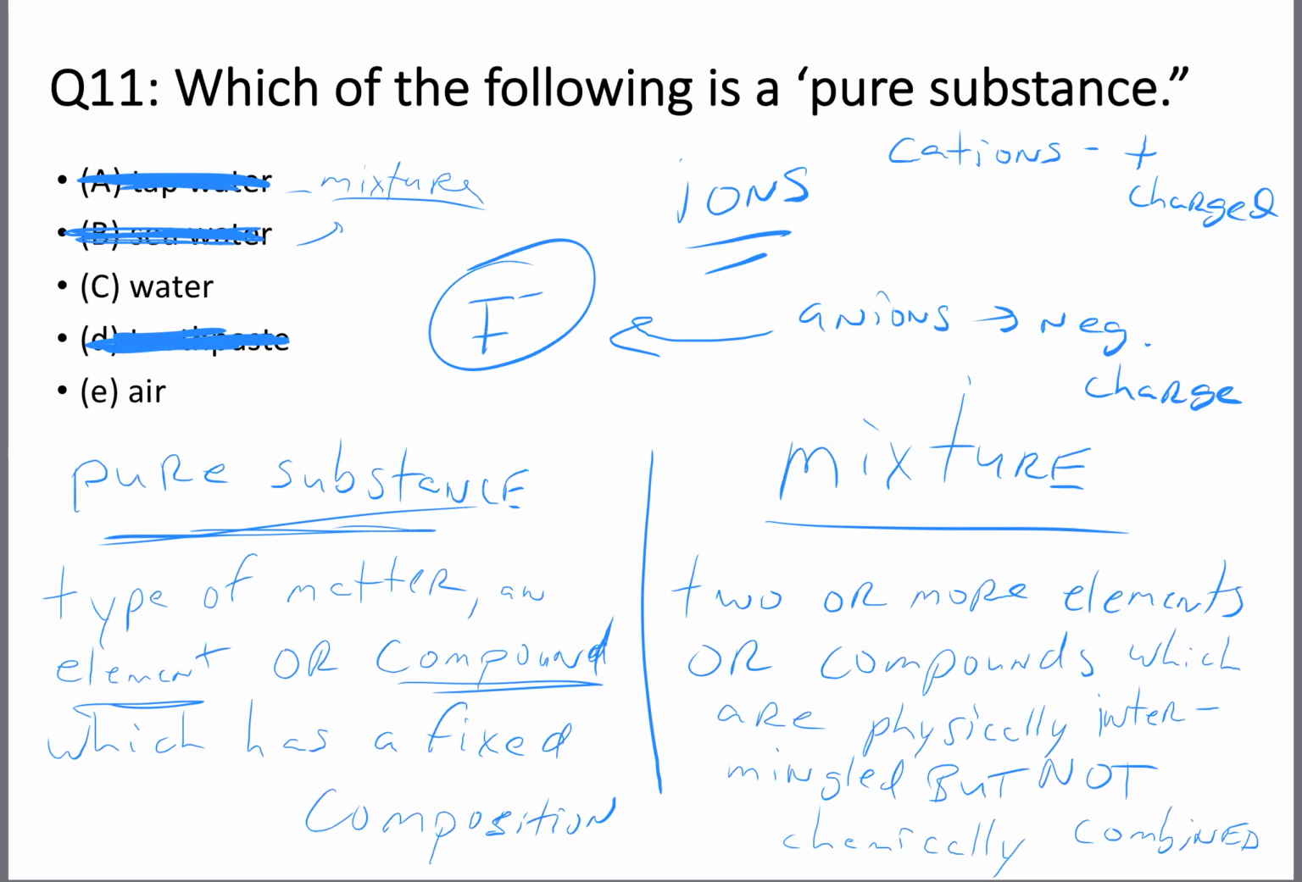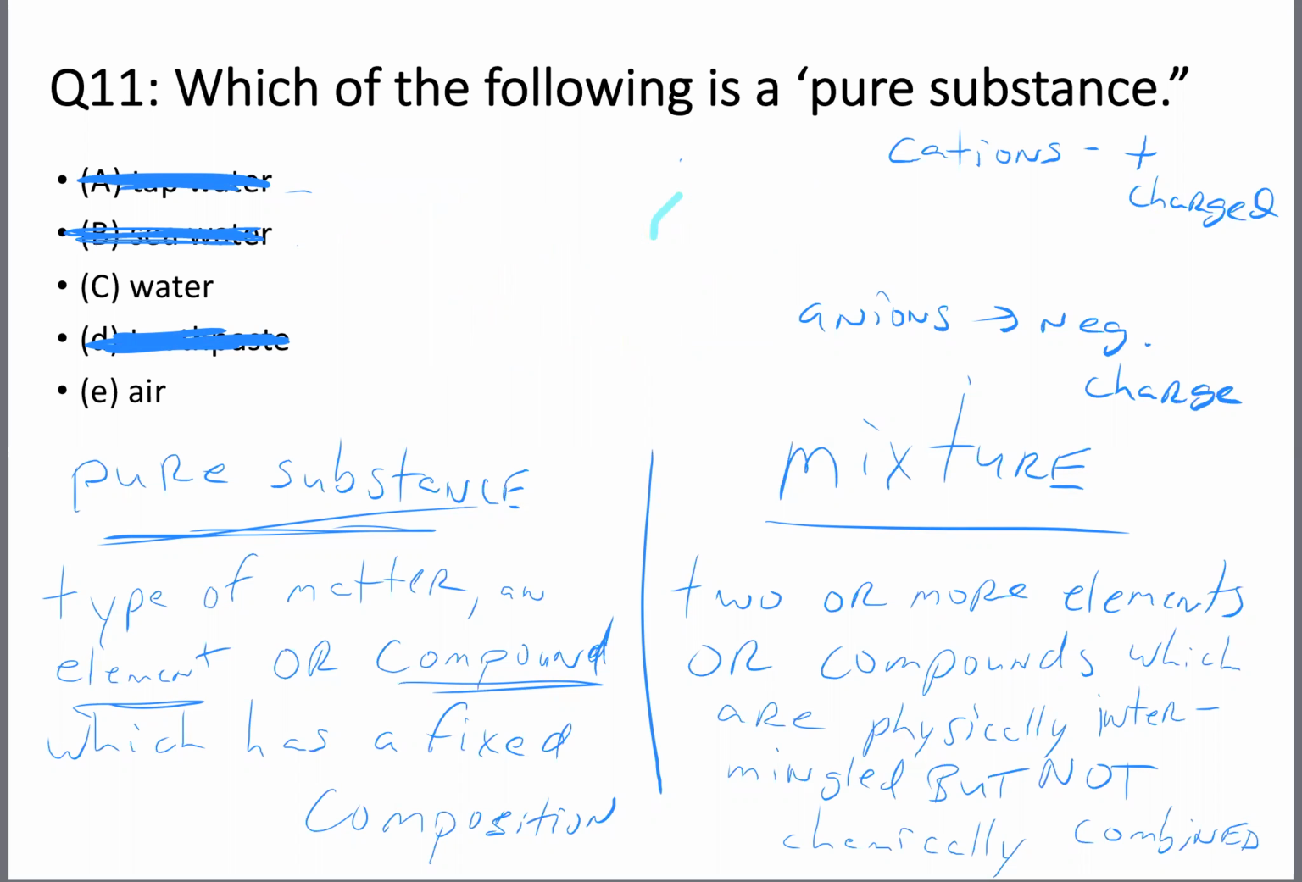And that leaves us with air and water, okay? Now, what we mean by water is essentially water without any ions. So that's ultimately going to be the correct answer here, okay? We're going to want to pick this one, I think. That's going to be correct.